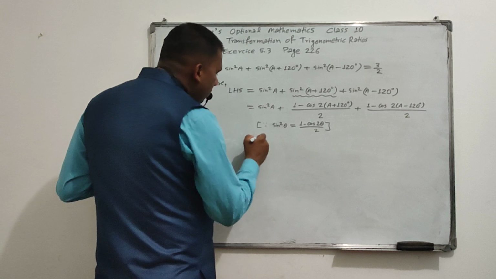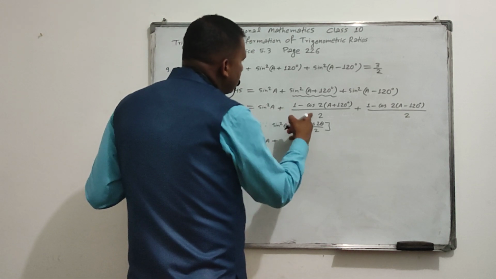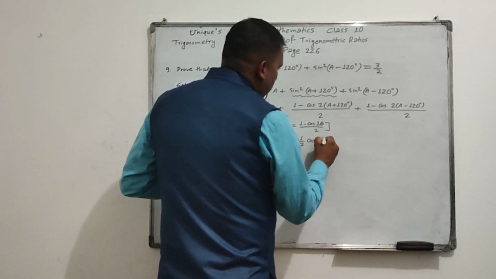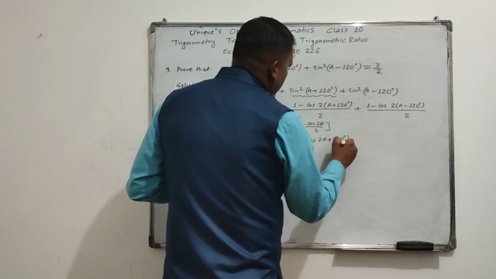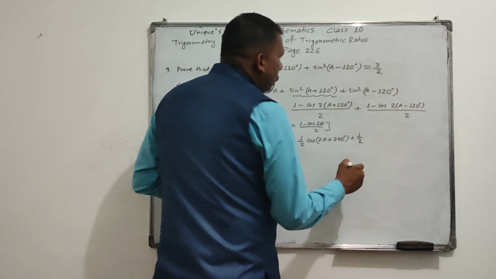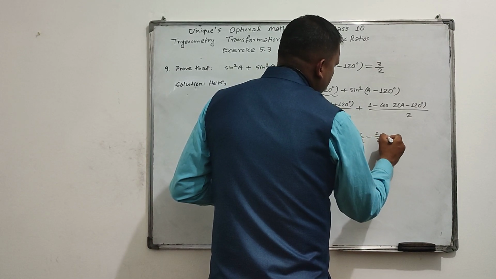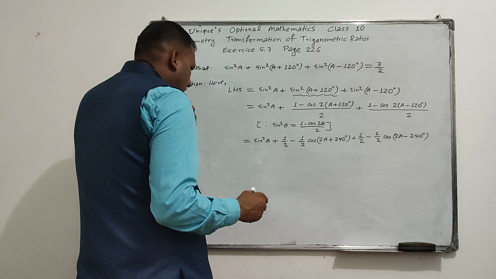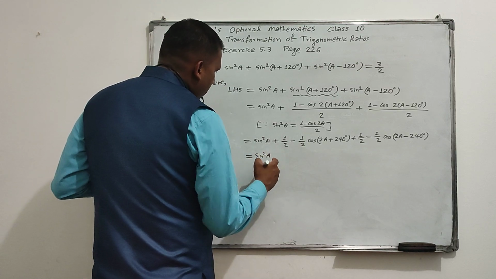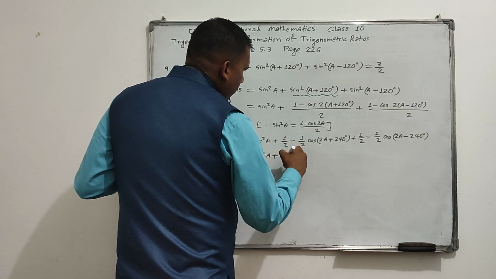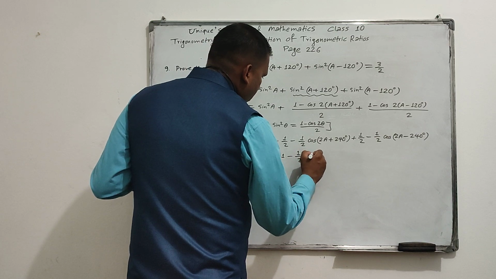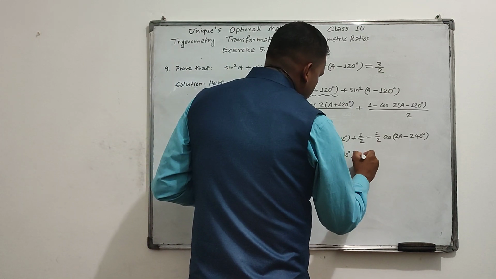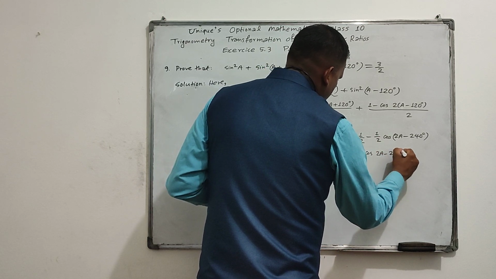Now this equals to sin square a plus, now bracket this, 1 by 2 minus 1 by 2 cos (2a plus 240 degree) plus 1 by 2 minus 1 by 2 times cos (2a minus 240 degree). Now this equals to sin square a plus 1 by 2 plus 1 by 2, that is 1. From this and that, taking minus 1 by 2 common, remaining part is cos (2a plus 240 degree) plus cos (2a minus 240 degree).